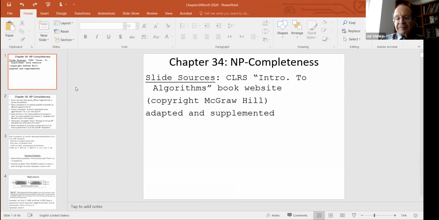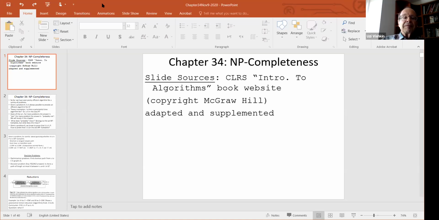So the topic today is this chapter on NP completeness. And as I already implied, it's really something different than what you have experienced, not only in this class, but in your typical engineering education. And I'll try to articulate the differences and why it requires a somewhat different mindset.